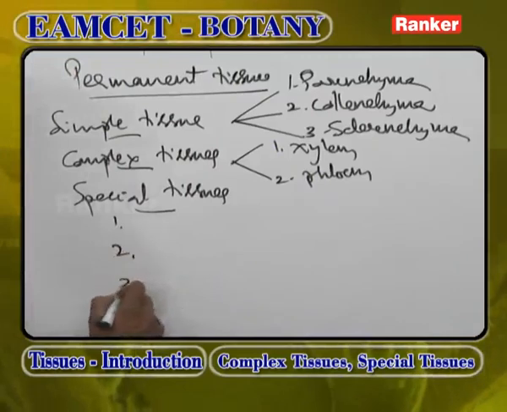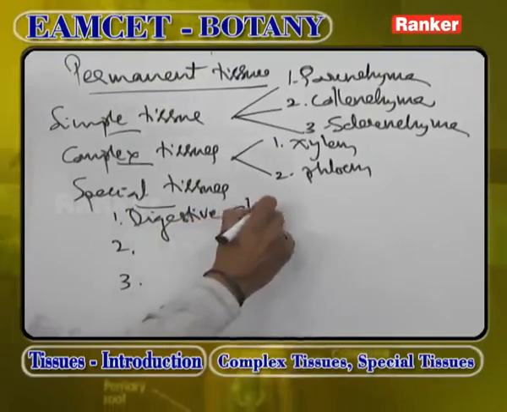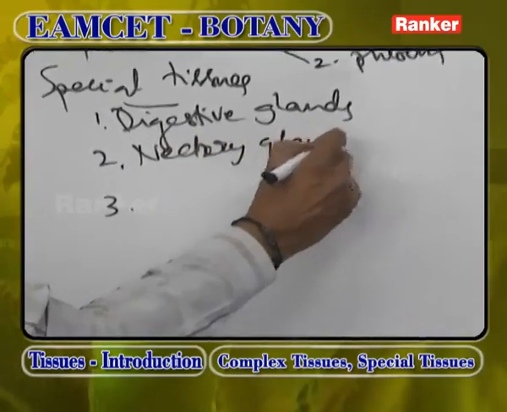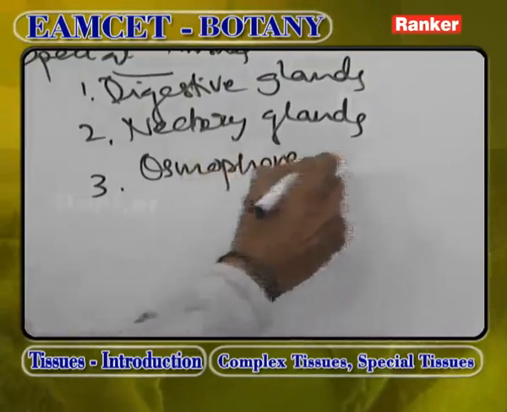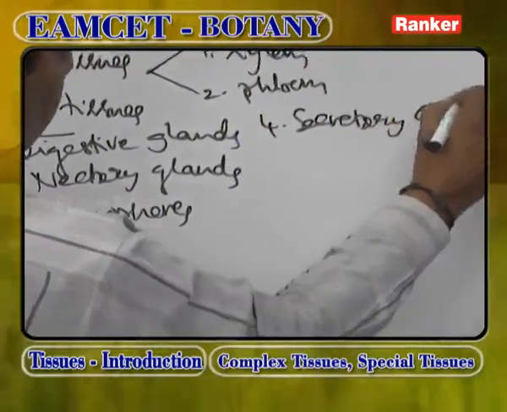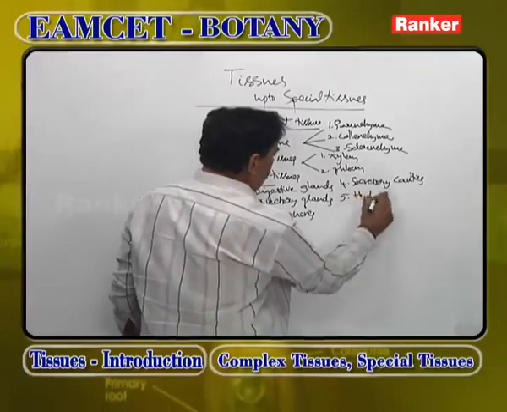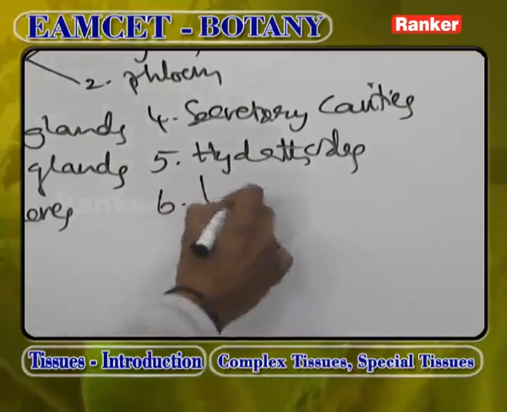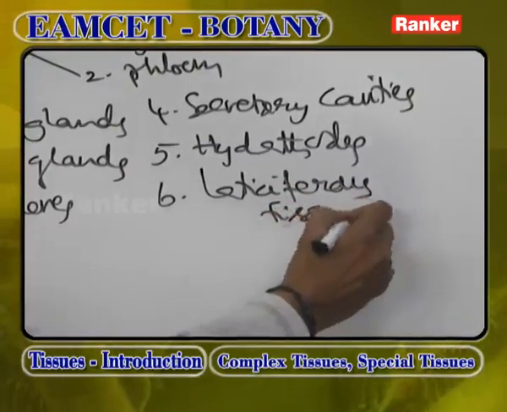Special tissues are different types. One is digestive glands in insectivorous plants. The other is nectary glands in some plants with floral nectaries and extrafloral nectaries. Then osmophores in orchids that secrete a fragrant smell. Then secretory cavities, formed either by the breakdown of cells or expansion of cells. Then hydatodes, which help in guttation. Guttation means loss of water in the form of water vapor. Then laticiferous tissues, the tissues which secrete a milky substance called latex.